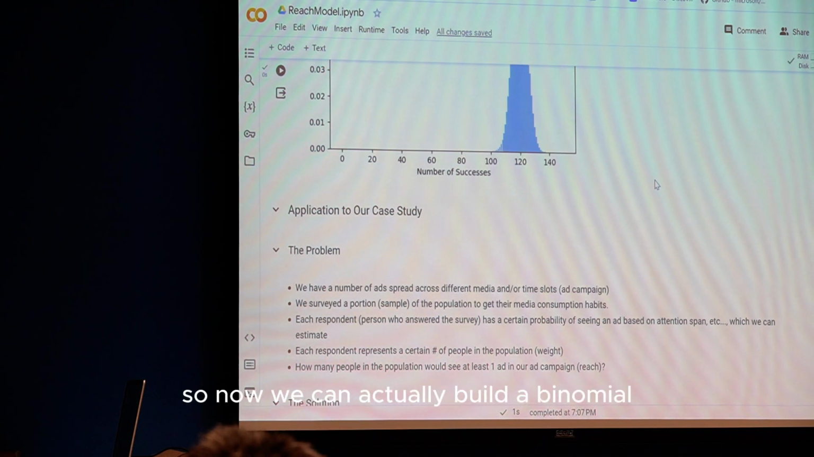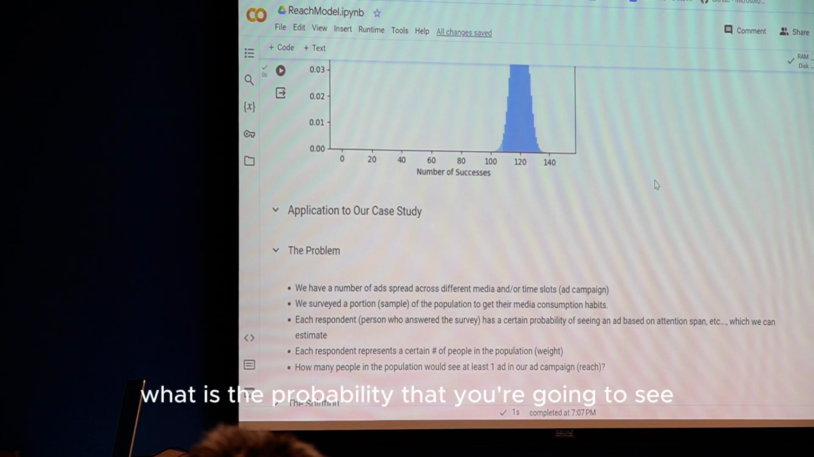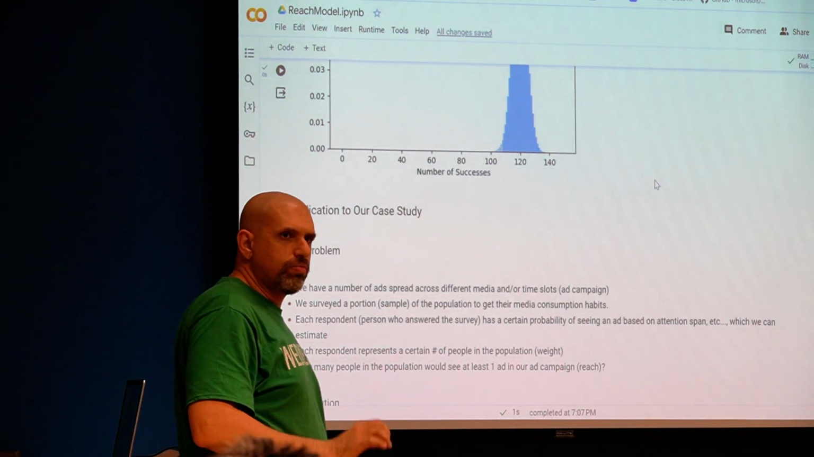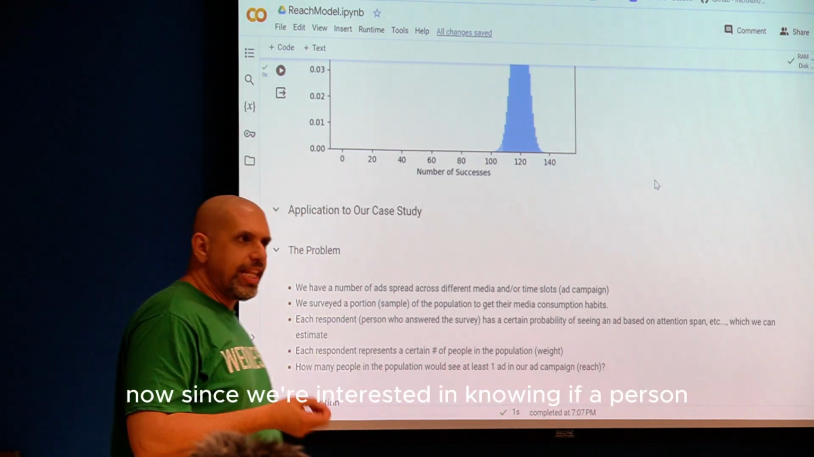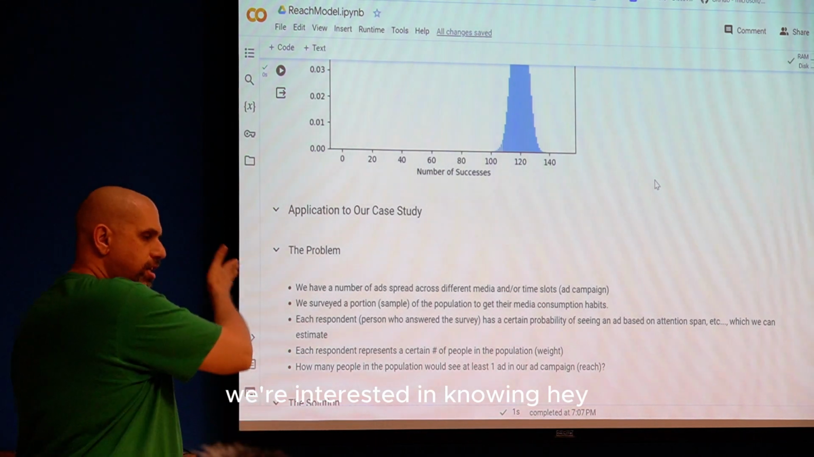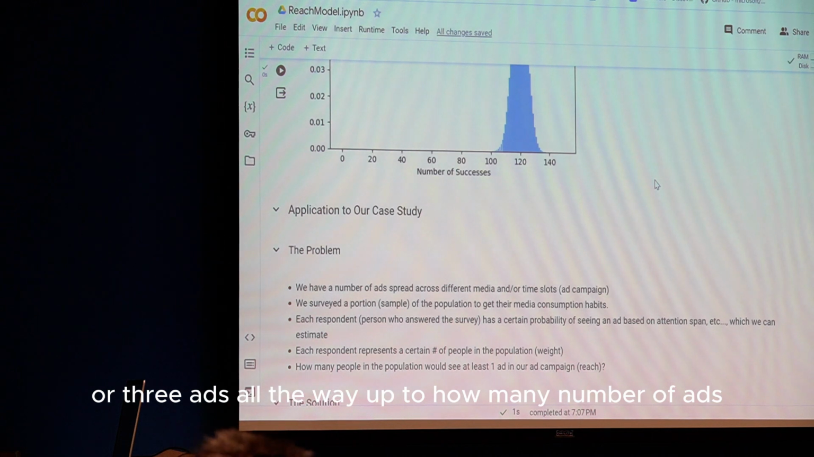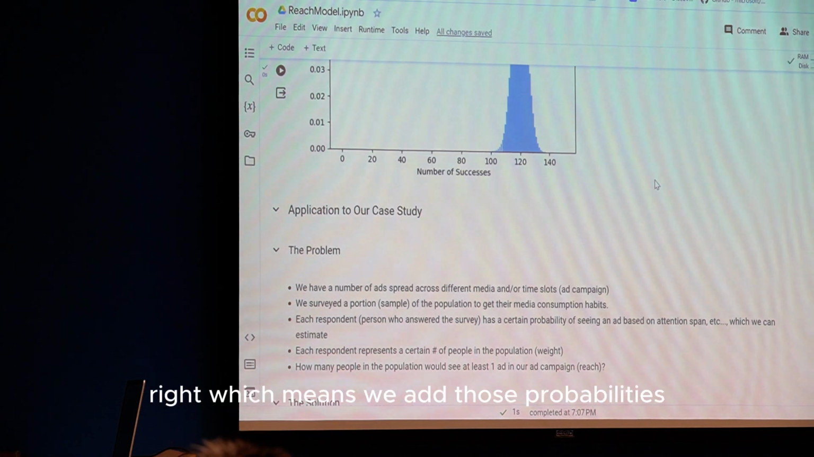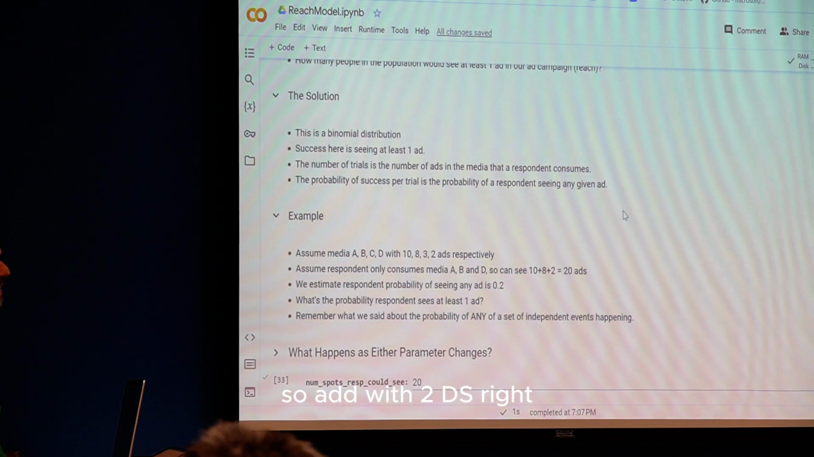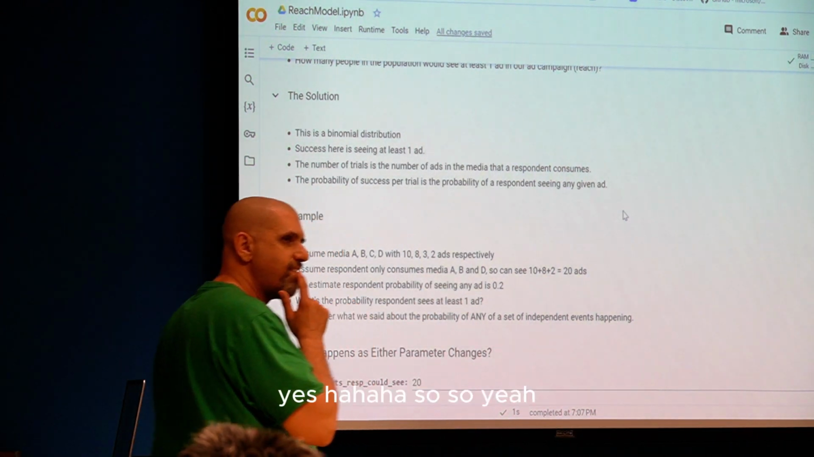Now we can build a binomial distribution and know the probability you're going to see 0 ads, 1 ad, 2 ads, up to the total number of ads. So far, so good. Since we're interested in knowing if a person sees at least 1 ad, we want the probability you saw 1 ad or 2 ads or 3 ads, all the way up to the total number of ads, which means we add those probabilities. Add with 2 Ds the probabilities for watching an ad with 1 D.